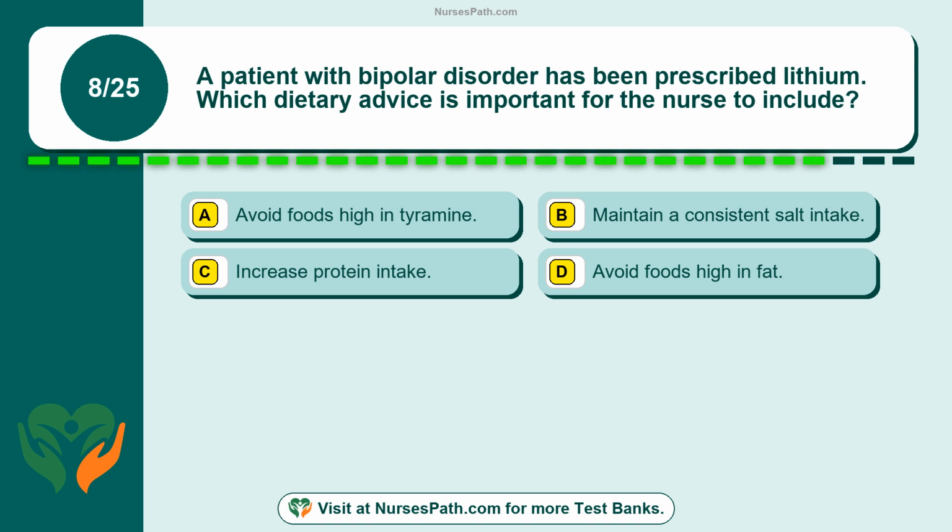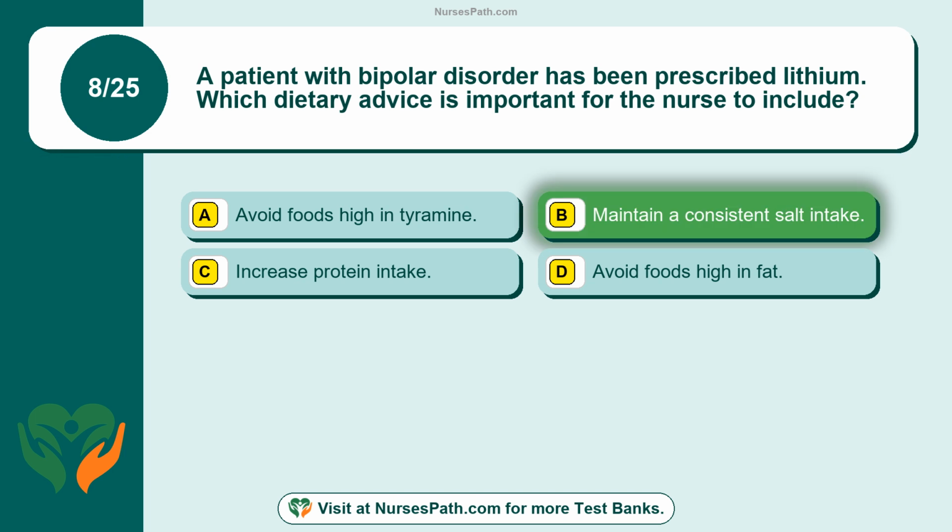Question 8. A patient with bipolar disorder has been prescribed lithium. Which dietary advice is important for the nurse to include? Option A, avoid foods high in tyramine. Option B, maintain a consistent salt intake. Option C, increase protein intake. Option D, avoid foods high in fat. The correct answer is option B, maintain a consistent salt intake.